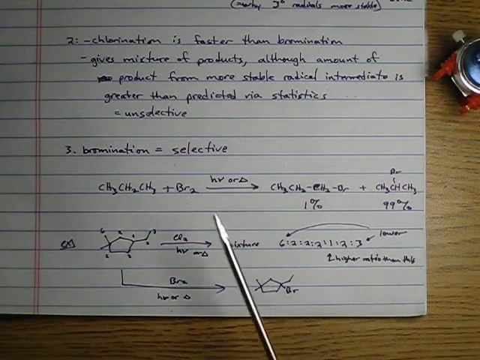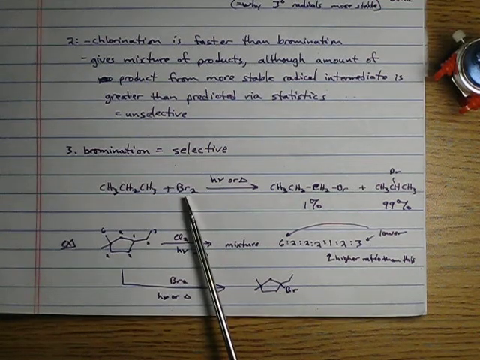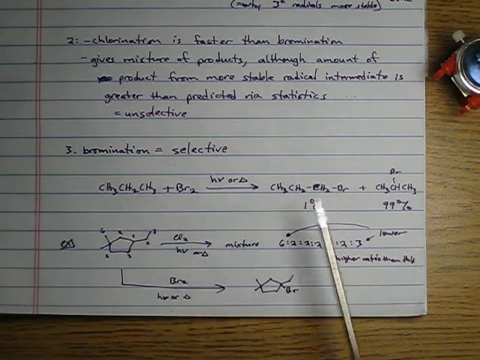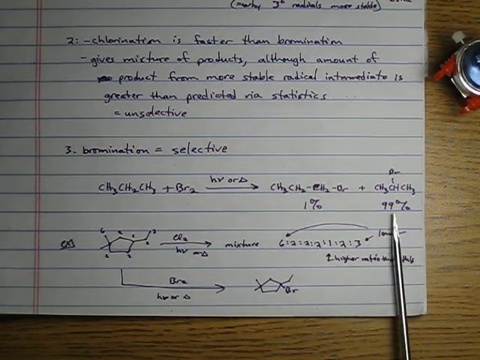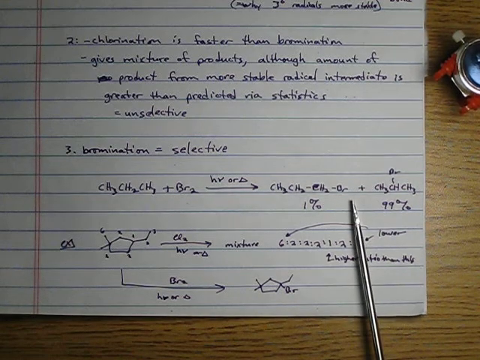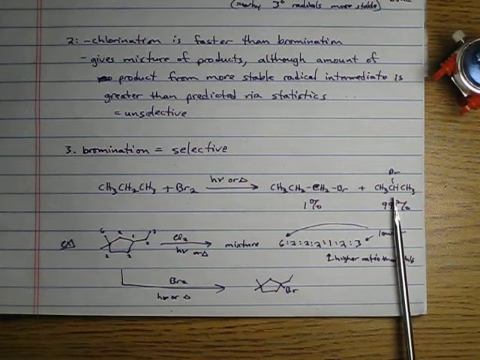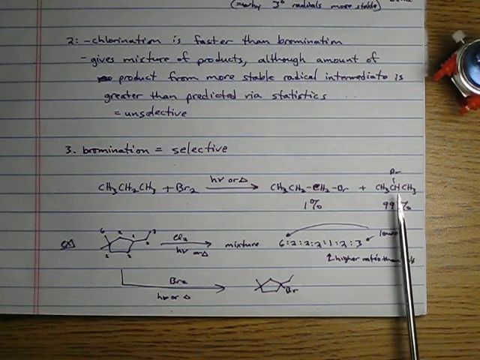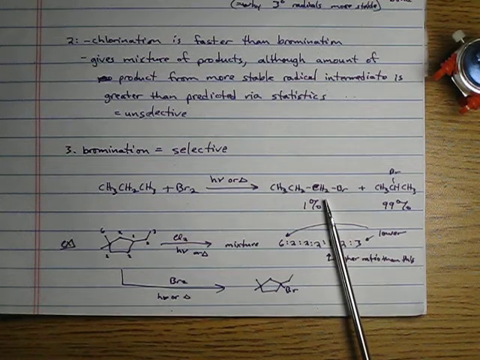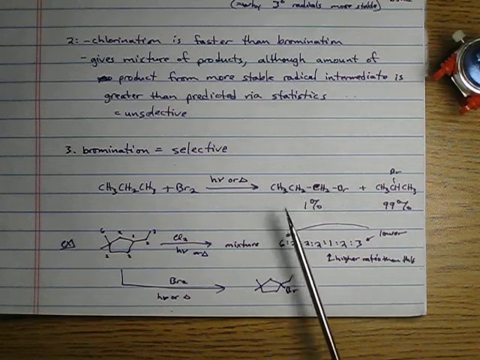And since bromination is so much slower, if we do the same reaction here but with bromine and add heat or light to our propane, we find that we get 99% of the more substituted product, only 1% of the other. Because this substituted, the secondary alkyl halide, comes from a secondary radical, which is more stable than the primary radical. Because this reaction happens more slowly, you have time for the secondary radical to develop.